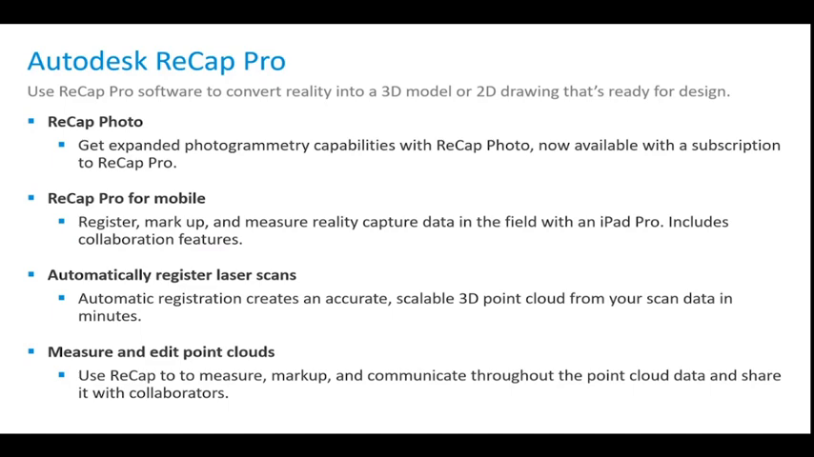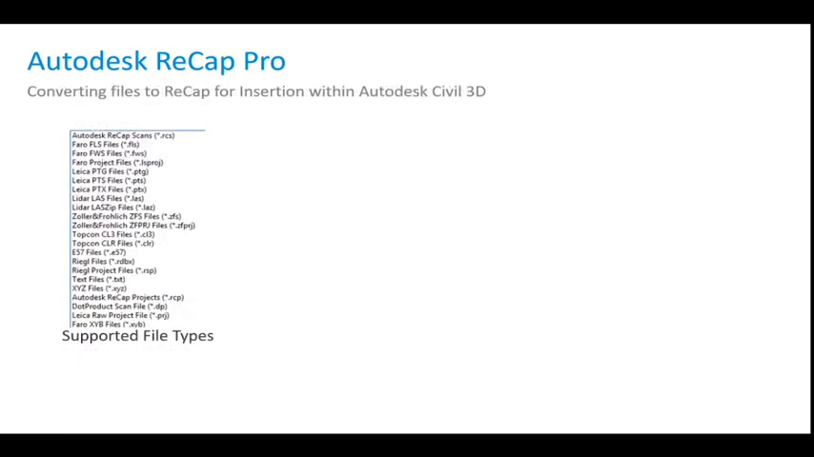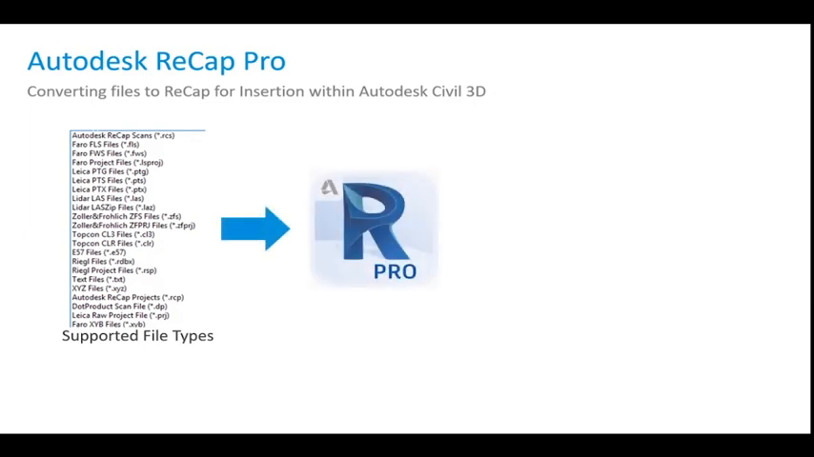So the first step in getting a point cloud into Civil 3D is converting it from whatever file type you have, whatever scan type, whether that's a Faro, a Leica, an LAS file, an E57 file, whatever supported file type you have. It needs to be converted first to ReCap Pro and then into Civil 3D. Civil 3D will accept an RCP and will accept an RCS. So let's look at how we convert a point cloud into an RCP format so that we can bring that into Civil 3D.